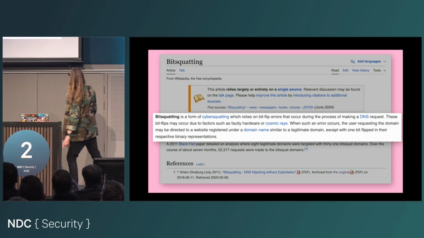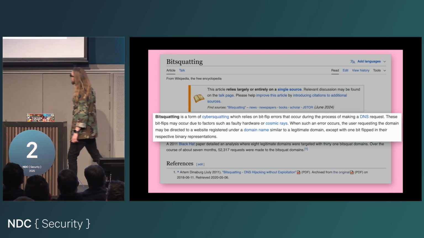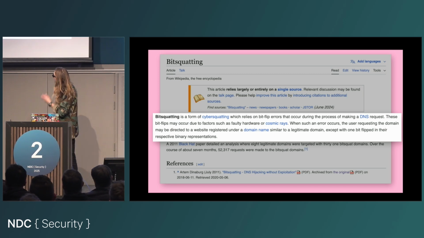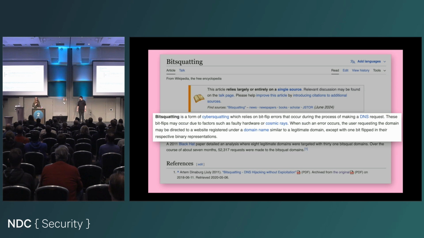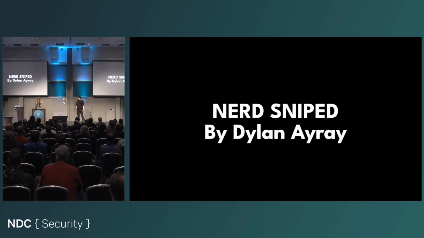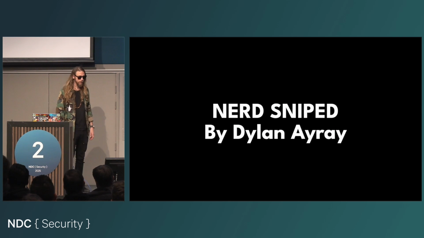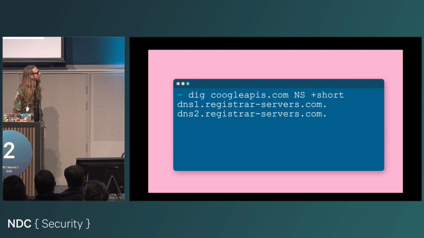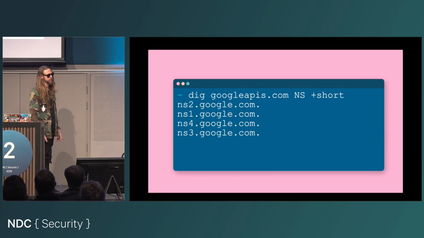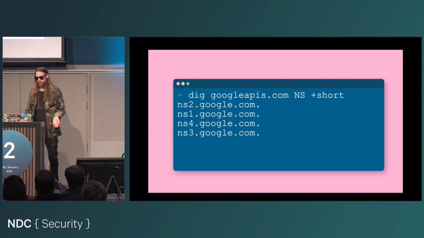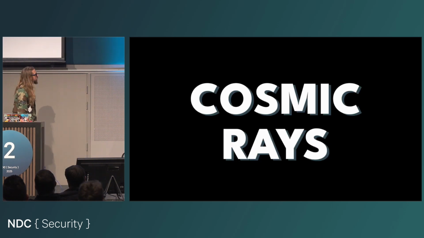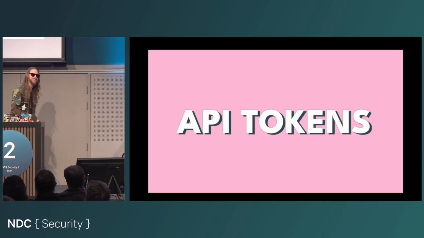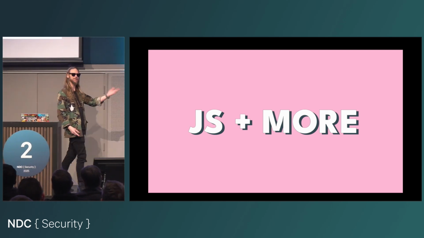When such an error occurs, the user requesting a domain may be directed to a website registered under a domain name similar to the legitimate domain, except with one bitflip in the respective binary representation. I was told this by my friend Dylan, who wrote Trufflehog, and I got super nerd sniped because he said he registered a domain extremely close to googleapis.com. And due to the fact of a race condition, he collected loads of loot: API tokens and all these lovely JavaScript interactions coming his way.